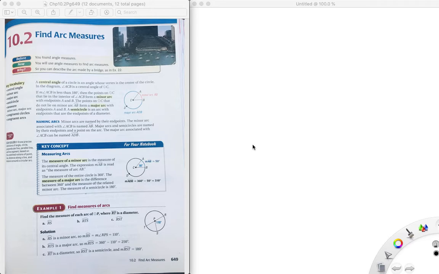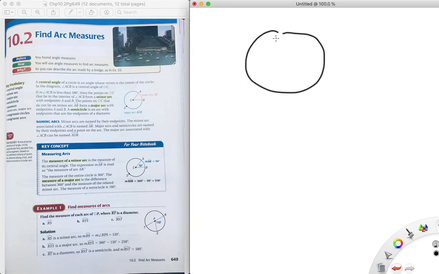Chapter 10, sections 2 and 3. All right, finding arc measures. So if we have a circle, we have the center of the circle. Call that center C. We have some point up here on the circle itself, and a point here on the circle, and we have some other point here.